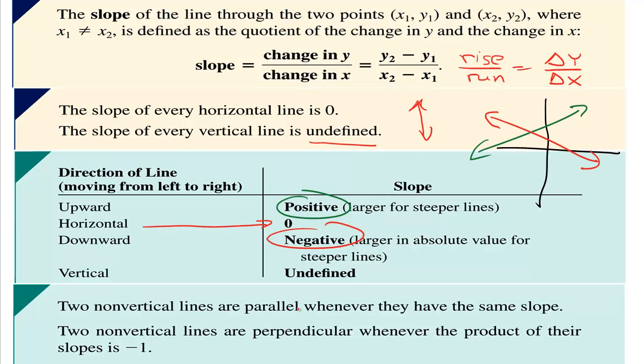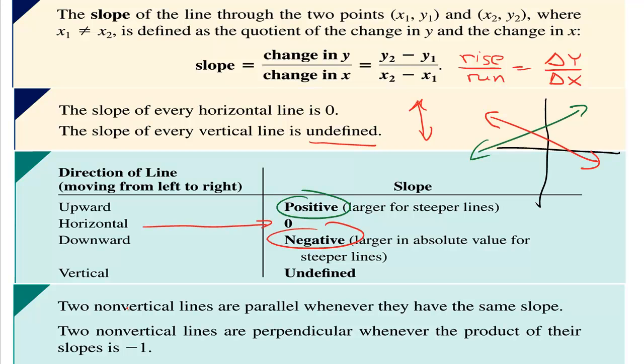Two non-vertical lines are parallel whenever they have the same slope. Well, yes, but two vertical lines are also parallel. The reason we can't say when they have the same slope is because two vertical lines don't have any slope, right? The slope is undefined. So in essence, the slope is the same, right? They're both undefined. Basically, any two lines that have the same slope are parallel. Duh, you guys should know that.